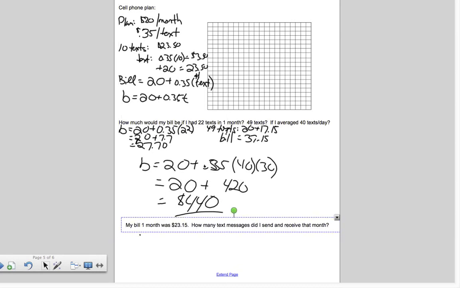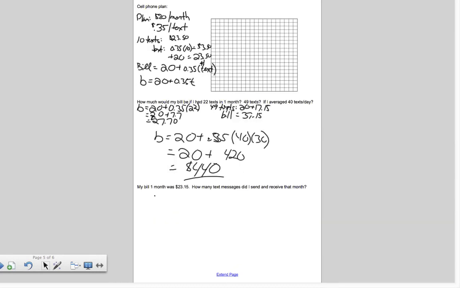Right? So I have another question. One month, my bill was $23.15. Stay with me, guys, okay? How many text messages did I get that month? So how do I go about solving that? How many text messages were charged to me that month? How can I figure that out?